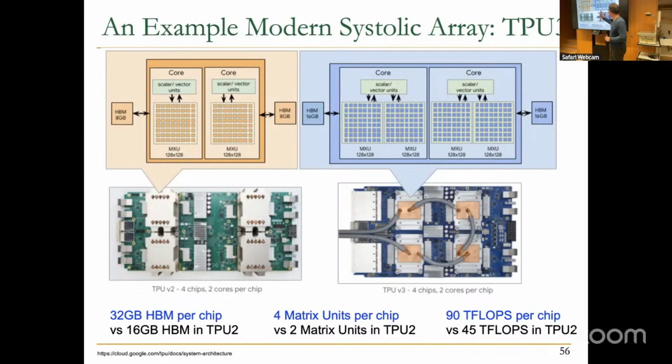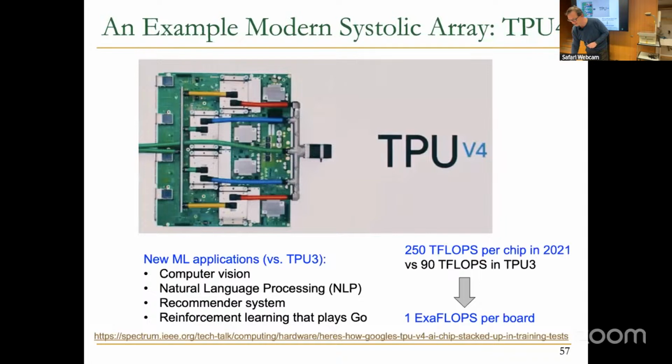They added more matrix units. They increased the processing capability. So basically these things are getting bigger. This is one of the latest ones they published on, and you can see that in a single board, you can have 1 exaflops of computation.